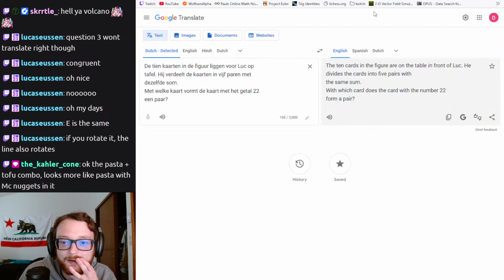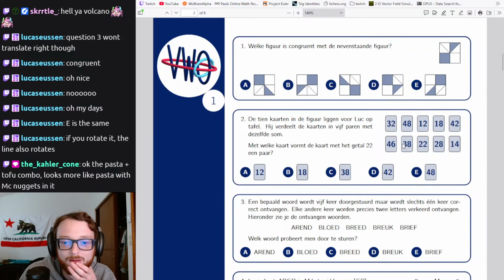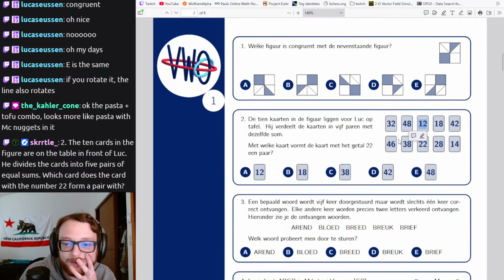Wait, okay. 5 pairs with the same sum. So these aren't already paired, are they? No, they look paired. Kind of. No. What the hell, dude? Okay. They aren't already paired. So presumably 46, the highest one, should probably go with the lowest one. That's probably the most reasonable thing to test first. 58.